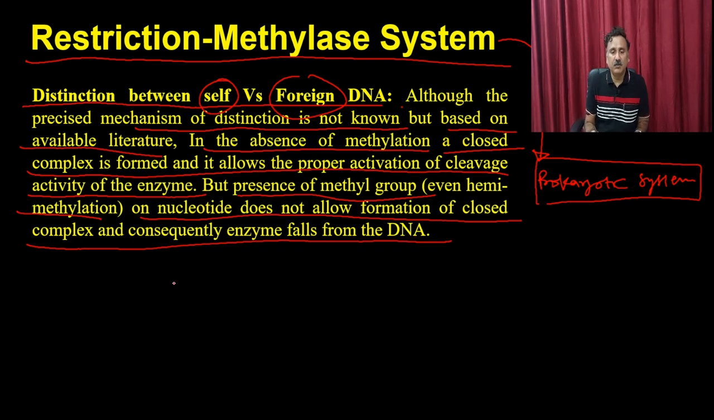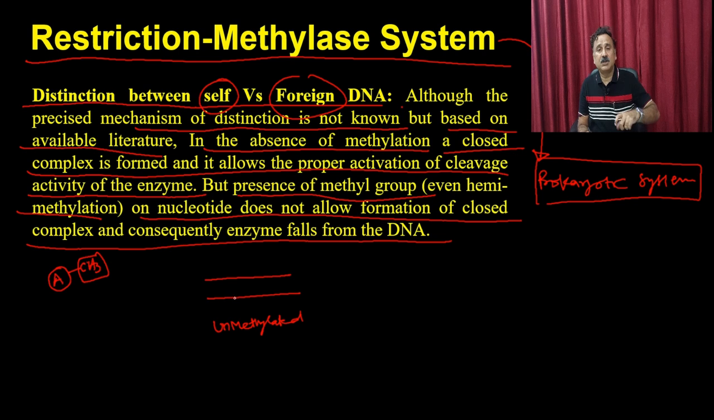So, you are actually going to have three forms of DNA. You are going to have the unmethylated DNA. Remember that the adenine present on the DNA is going to be methylated, so it is going to have a methyl group, right? And because of that, it is going to protect that DNA from the cleavage activity of the restriction enzyme.